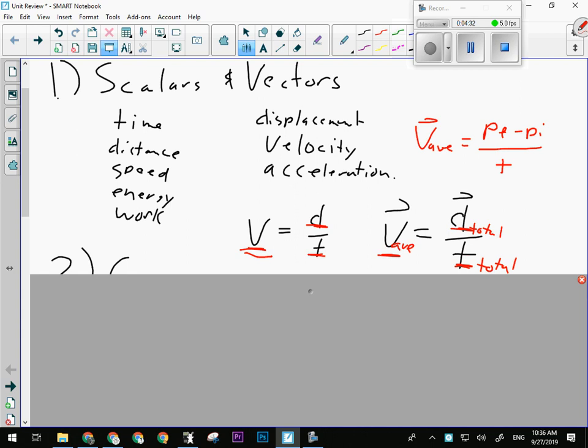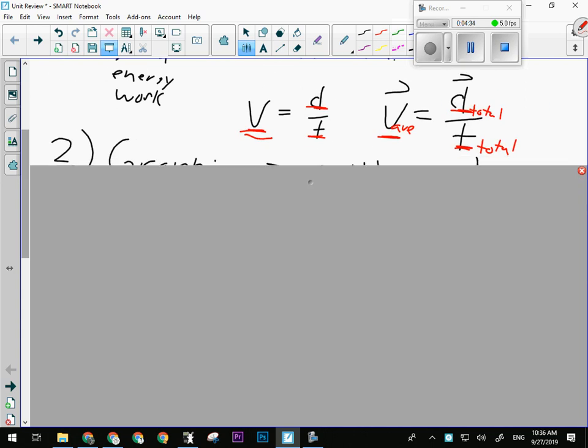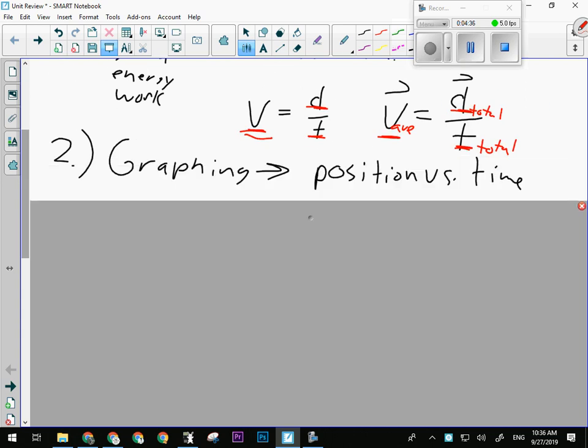Okay, after we talked about that stuff, we went to graphing. And we talked about, firstly, position versus time graphs. We did a lab on position versus time graphs. Should you expect to see a position versus time graph on the unit exam? Absolutely.